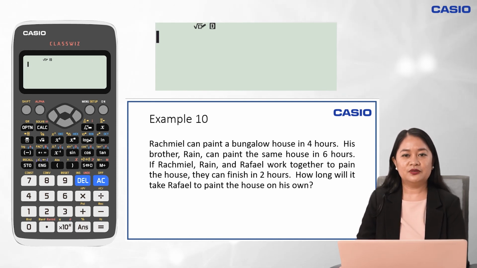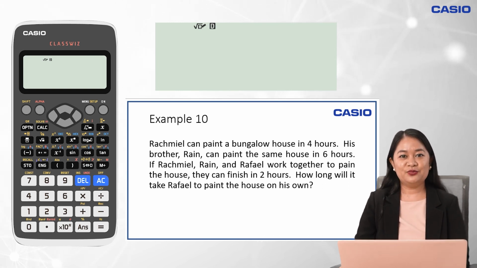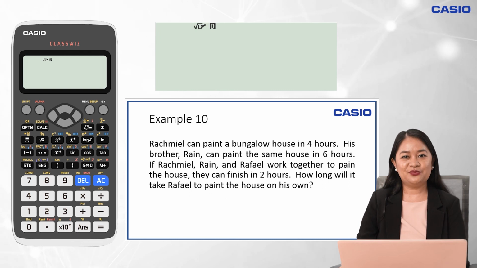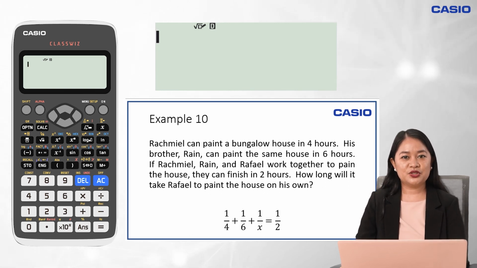Rain can paint the house alone in 6 hours, so 1/6 of the job can be done in 1 hour. For Raphael, since the number of hours to finish the job is unknown, then we represent that by x. So the portion or part of the job that can be finished in 1 hour is 1/x. Lastly, if all of them will agree to work together, they can finish the job in 2 hours, so 1/2 part of the job can be finished in 1 hour. So the rational equation is 1/4 plus 1/6 plus 1/x equals 1/2.